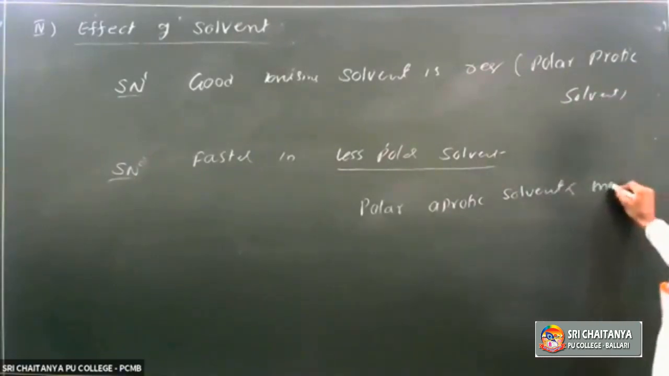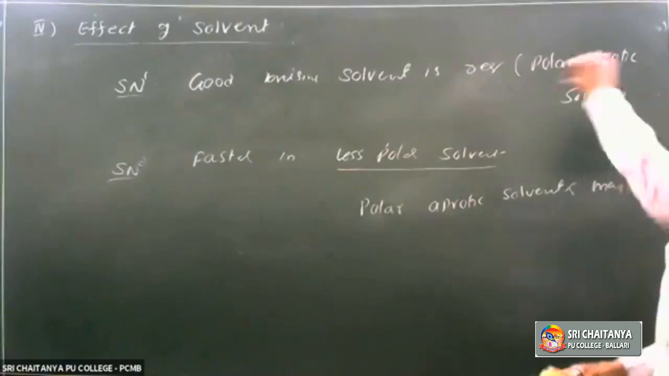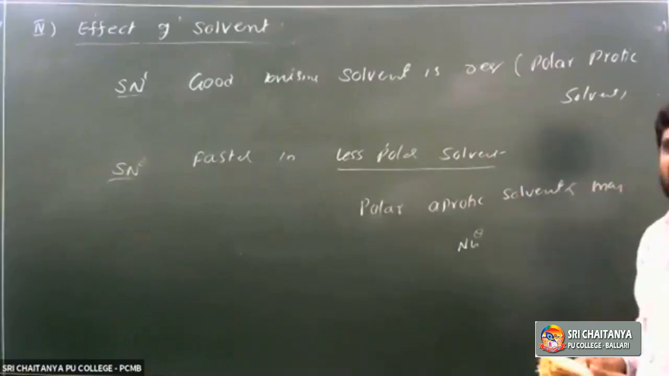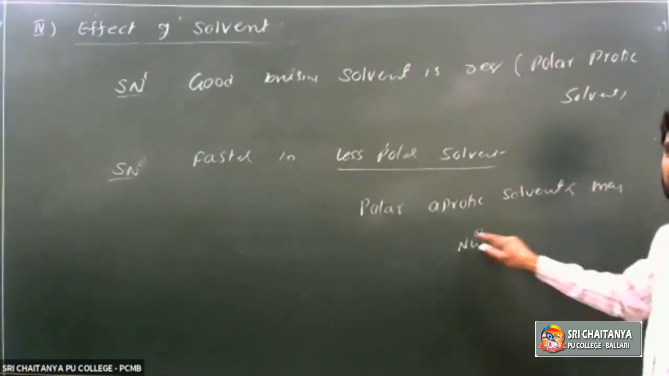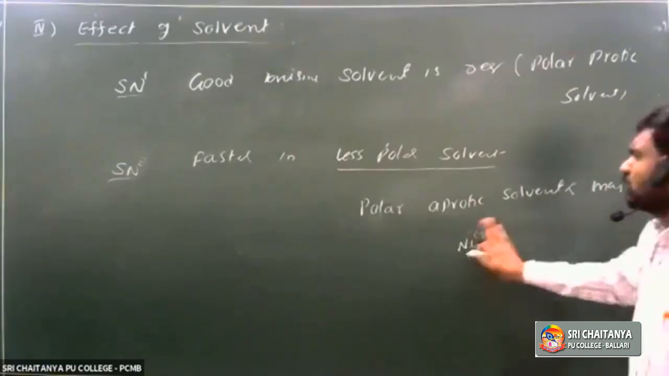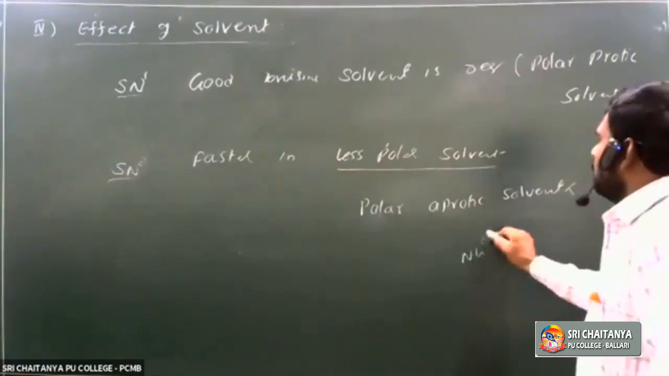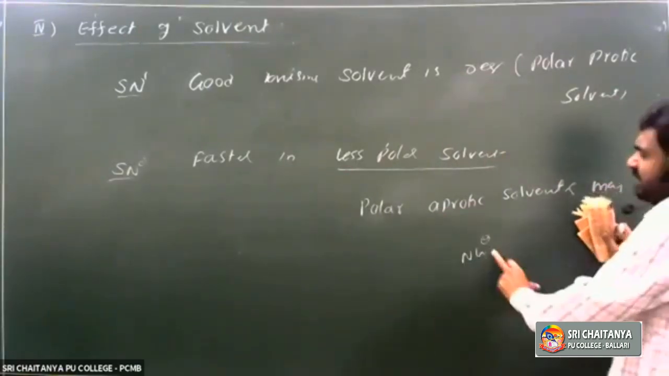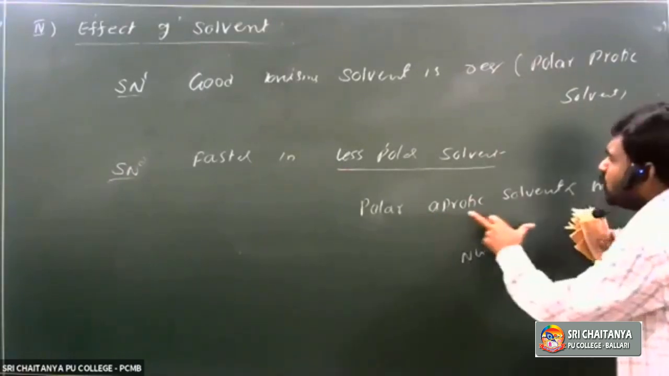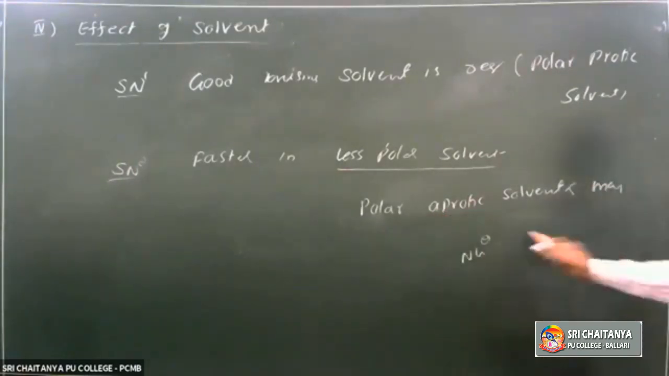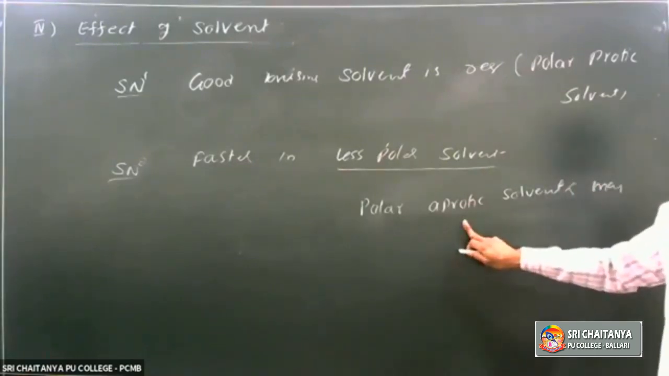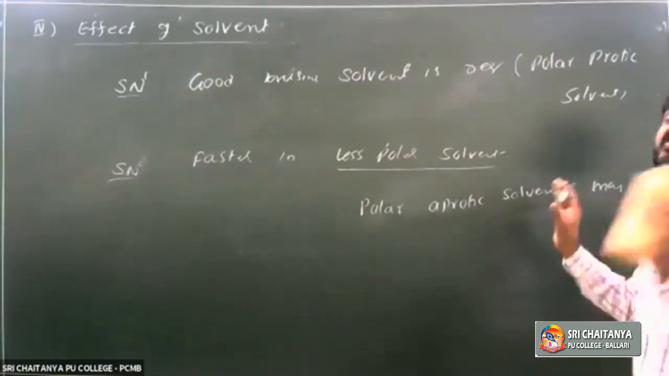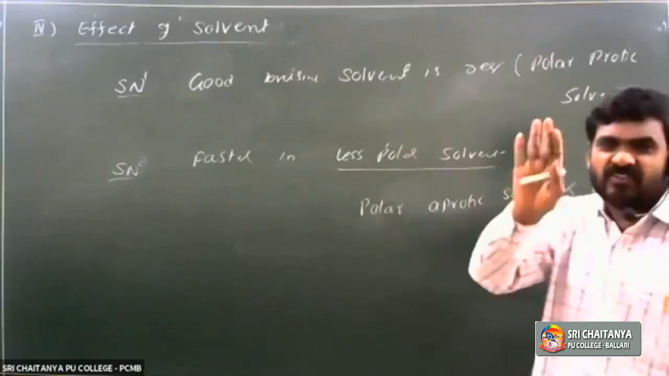solvents may enhance the rate of reaction of a weak nucleophile. As compared to OH minus, Cl minus is the weak nucleophile. So if it is a weak nucleophile, polar aprotic solvent can enhance the rate of reaction. If the nucleophile is weak, polar aprotic solvent is required. Otherwise, less polar solvent is enough.